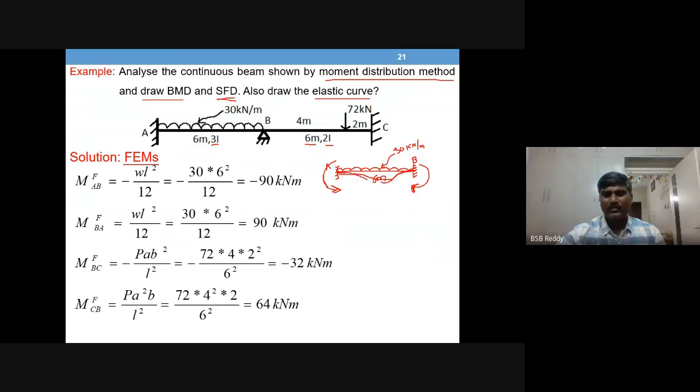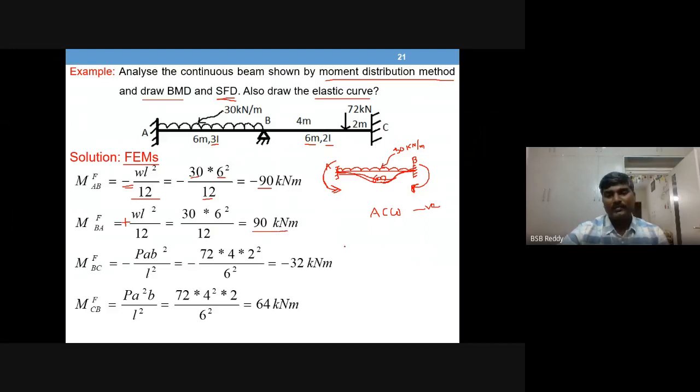This is how it is going to bend. So this is anti-clockwise, that's why I wrote minus. All the anti-clockwise moments we will write as negative. This is followed from the slope deflection method itself. So WL square by 12 you calculate. W is 30, L is 6, 30 times 36 by 12 is minus 90. B is clockwise, positive. WL square by 12 again, 30 times 36 by 12, so 90.